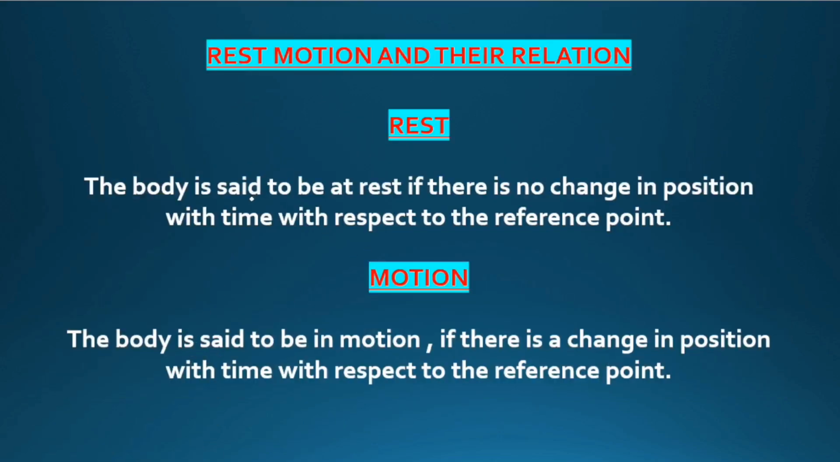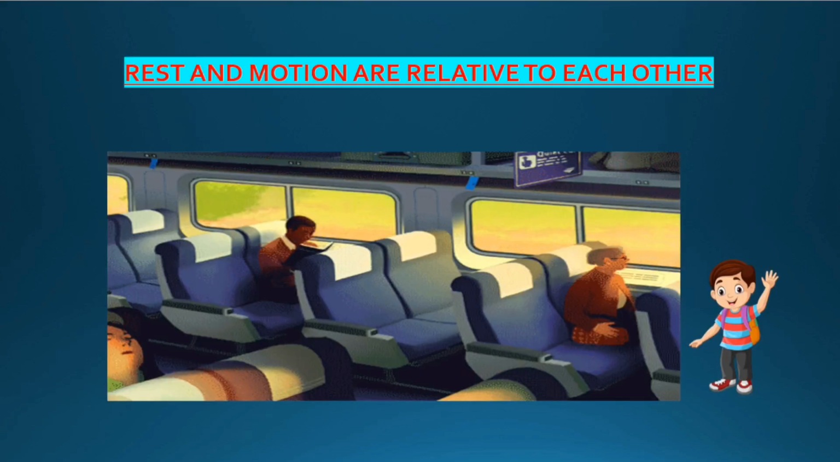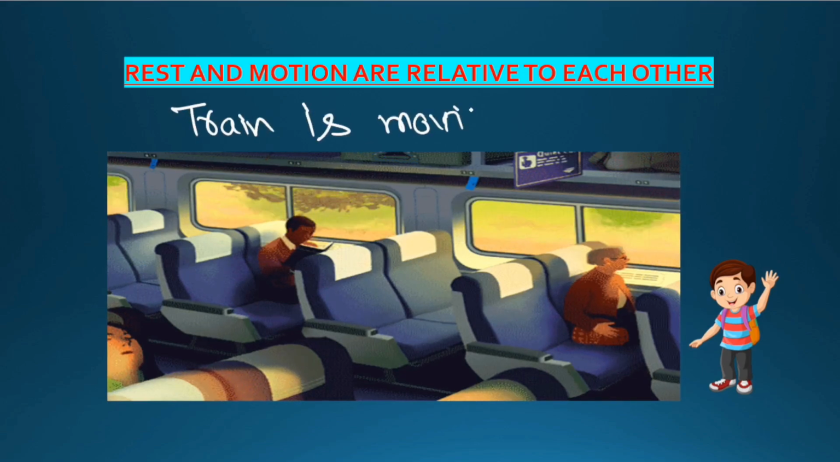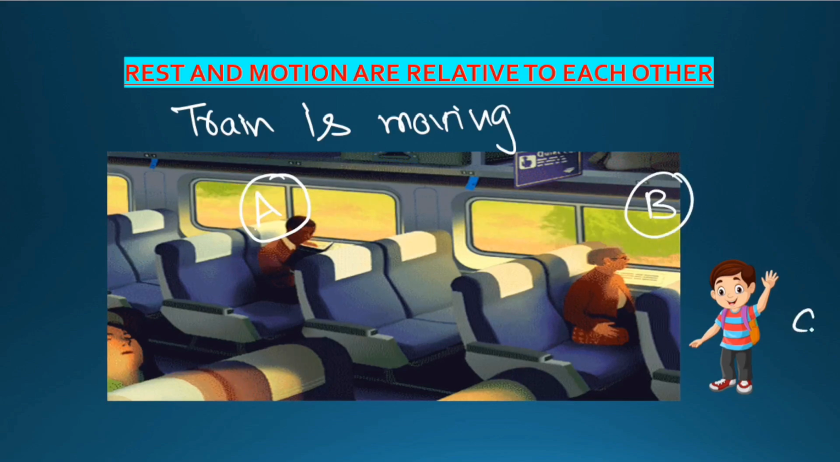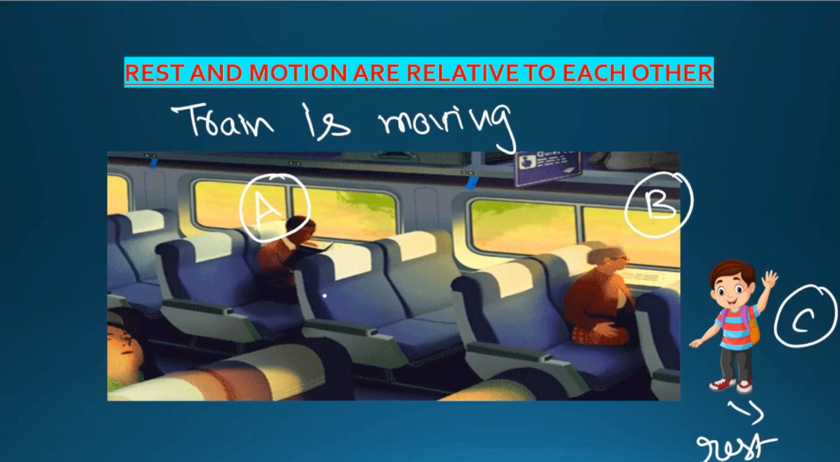Now see, rest and motion both are relative to each other. How can we say? Let's see an example. Consider a train is moving. Here, mark person A, person B and person C on the platform, who are at rest. Now, with respect to A, is there any change in position of B? No. Hence, with respect to A, B is also at rest.